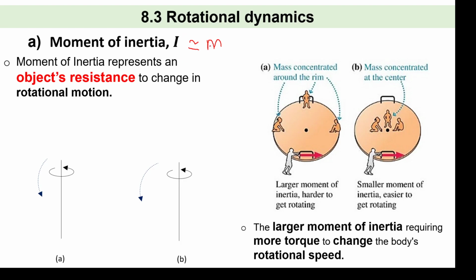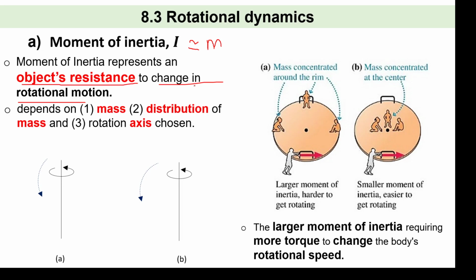So what is the definition of moment of inertia? Moment of inertia represents an object's resistance to the change in rotational motion. So if an object is harder to rotate, it means that the moment of inertia is high. If an object is easy to rotate, it means that the moment of inertia is low. It depends on the mass, the distribution of the mass, and the rotational axis chosen.